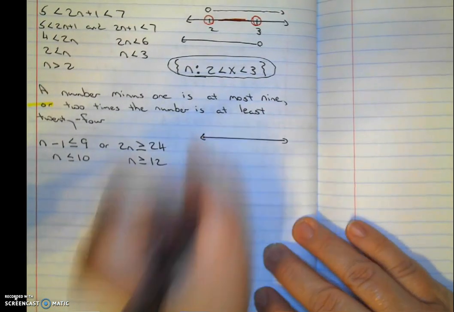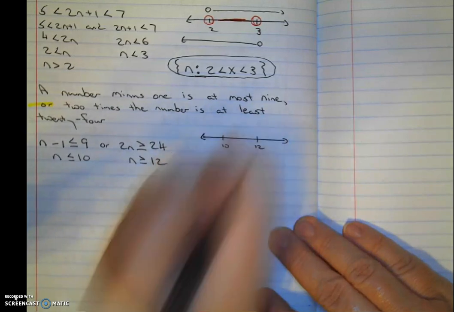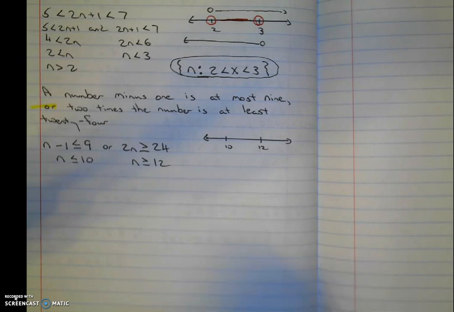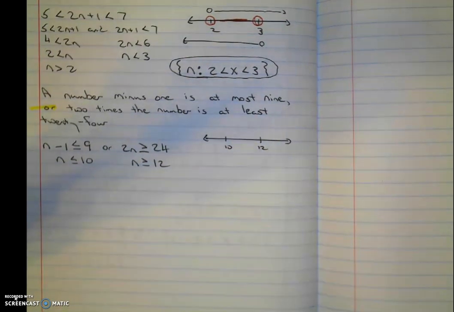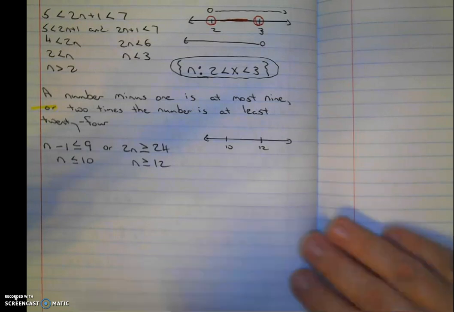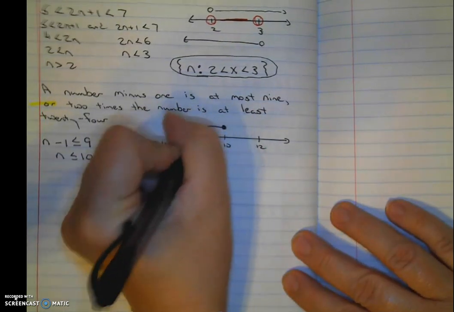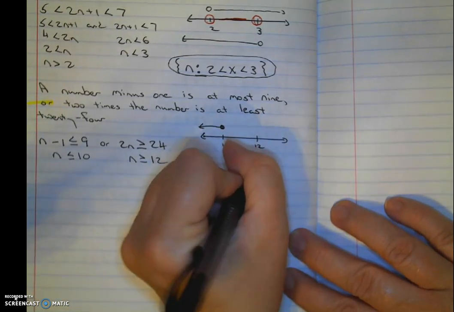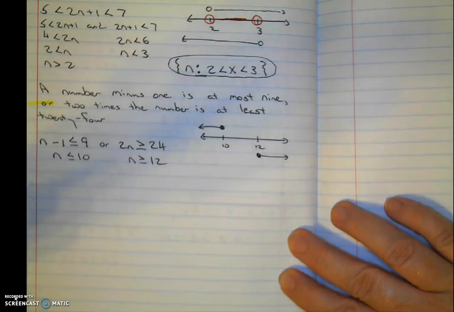I need to make sure I'm including a 10 and a 12. I hope you're starting to see that the graph is part of our work. It's part of our preparation. It's part of seeing the problem. The solution is what in the end I'm going for, but I do still want to see the graph. So n is less than or equal to 10: closed circle at 10, shade to the left. n is greater than or equal to 12: closed circle at 12, shade to the right. This is an or, so we just piece it all together.